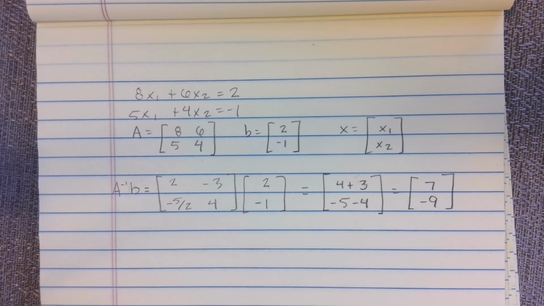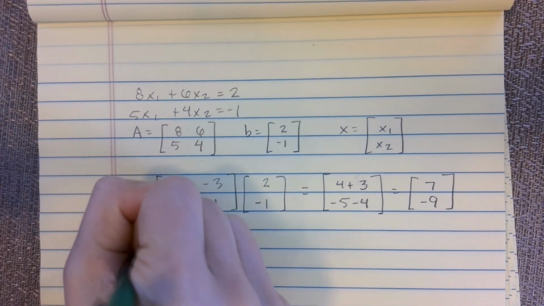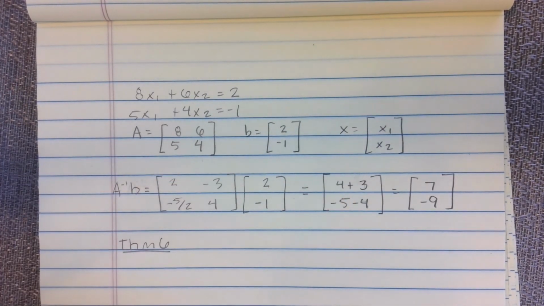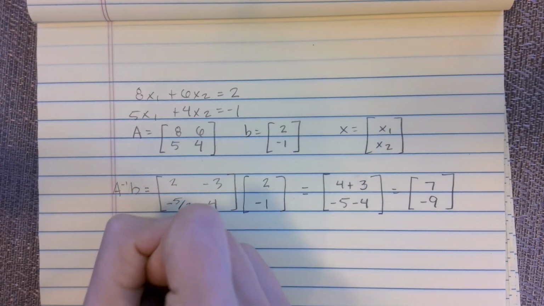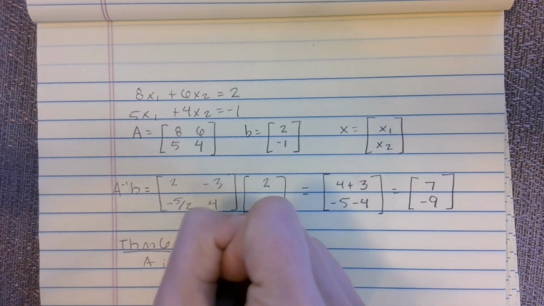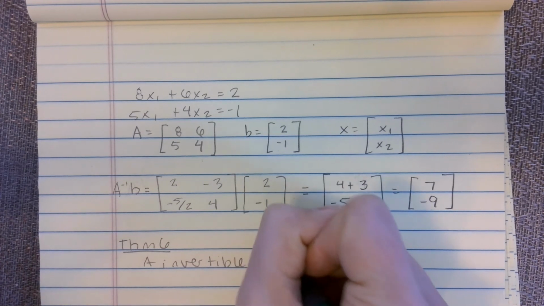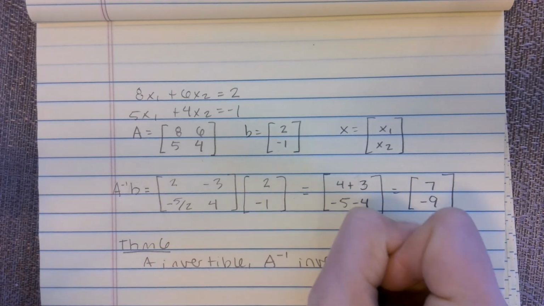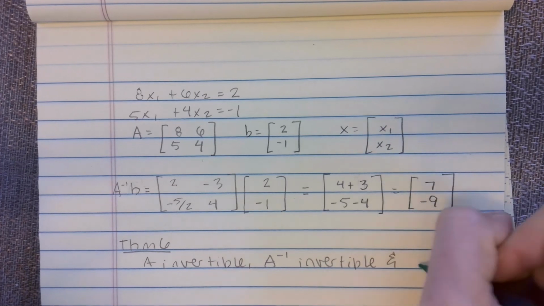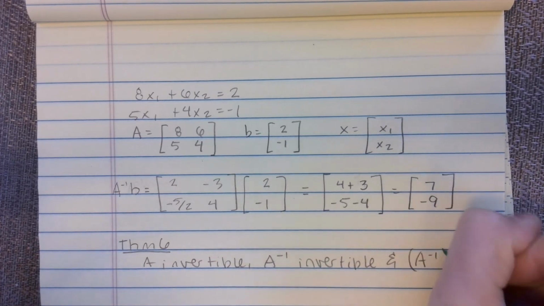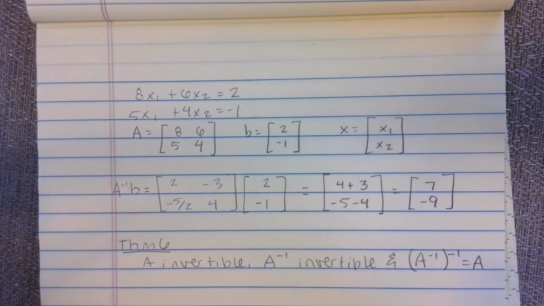All right, theorem 6. Wow, we're only halfway there, guys. This is a long lesson. Maybe I'll break it up into 2 parts. Theorem 6 says several things. If A is invertible, then so is A inverse, and the inverse of A inverse has to be A. So that's the first thing.